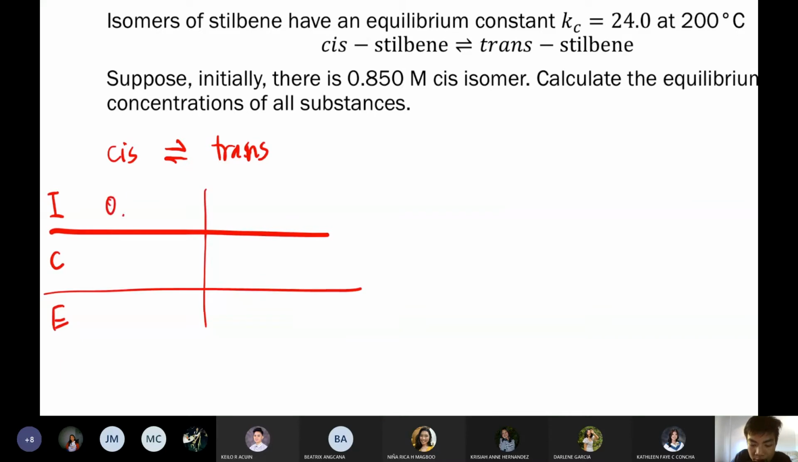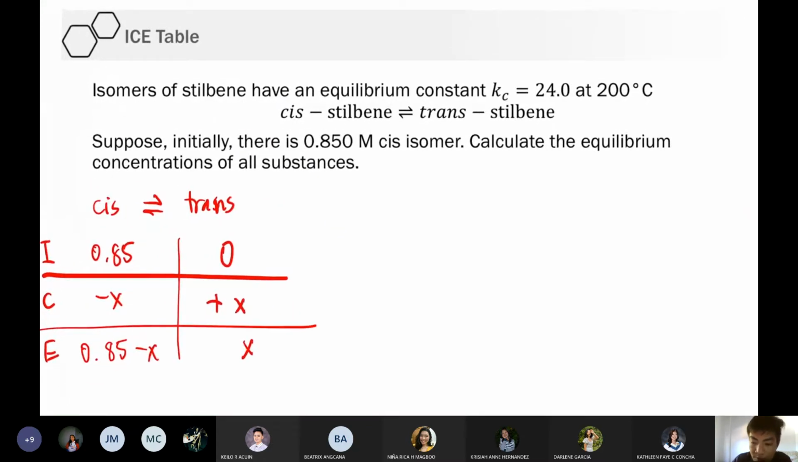So cis is 0.85, trans is 0. That means the change for the reactant is negative, and for the product side that is positive. So at equilibrium, the concentration of cis is 0.85 minus X. For the trans, that is just X. Again, we're going to plug in the equilibrium concentrations in the equilibrium constant.